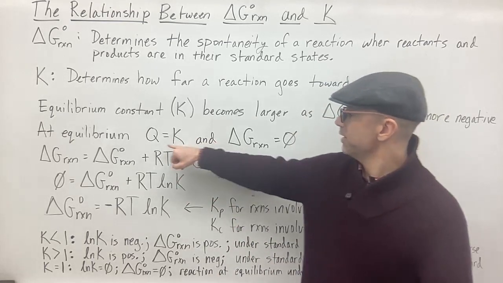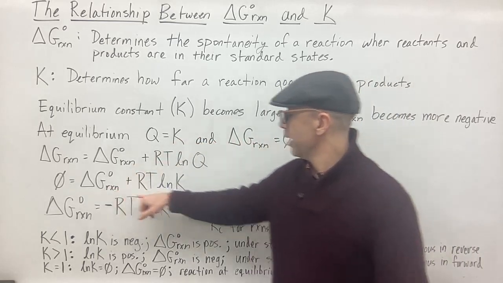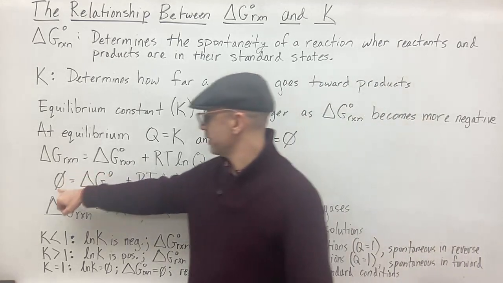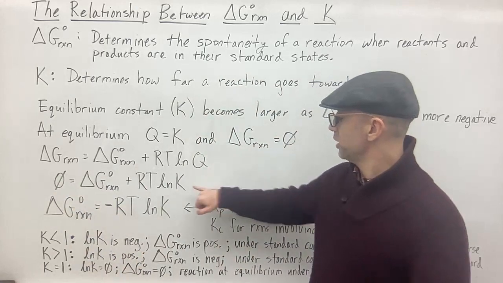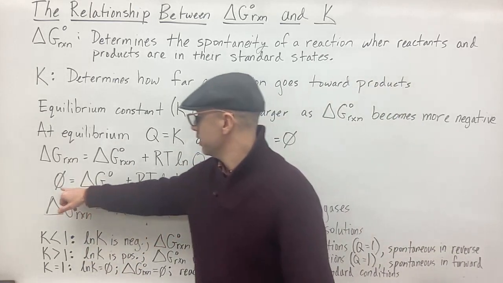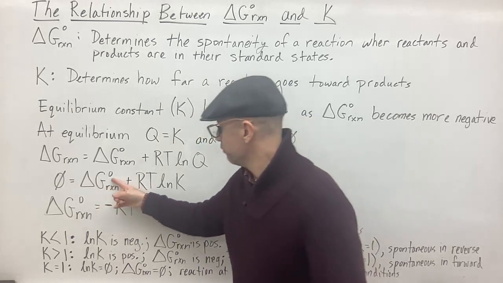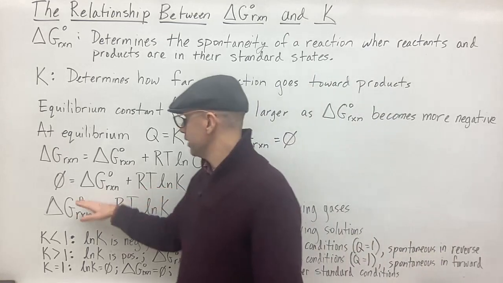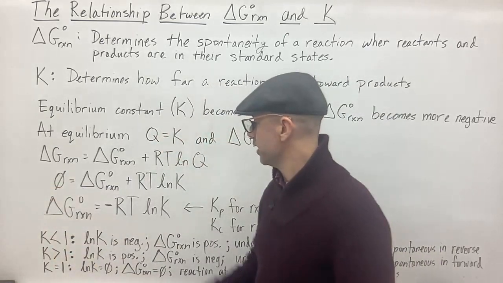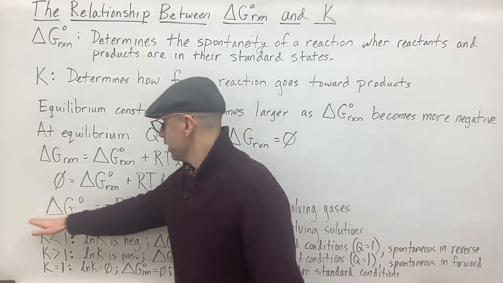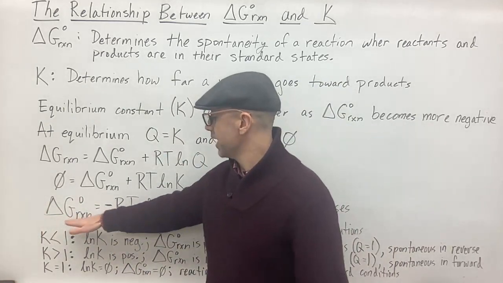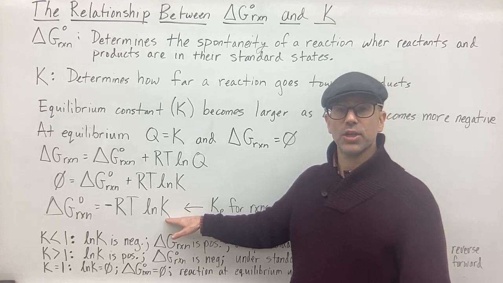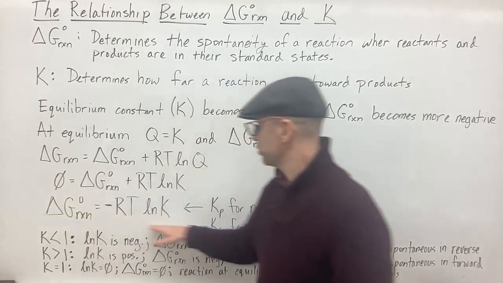So if we put these into the equation, since the non-standard free energy change of reaction is zero, we put that there. And then Q becomes K because they're equal. So we know that zero is equal to the standard free energy change of the reaction plus RT ln of K. If we rearrange this, we bring this over to this side, it becomes negative, and we get the relationship between the standard free energy change of the reaction and the equilibrium constant. So this is a good equation to know.